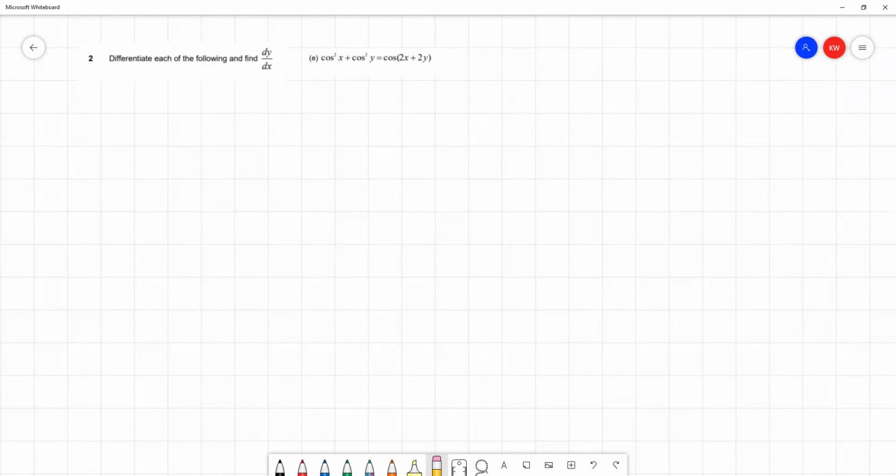This is from Worksheet 3 from Learning Outcome 1 for Engineering Math 3. This is question 2E, looking at implicit differentiation. In this question, we're being asked to differentiate a function that contains both x and y functions, and one function containing both, in order to find the derivative dy by dx.